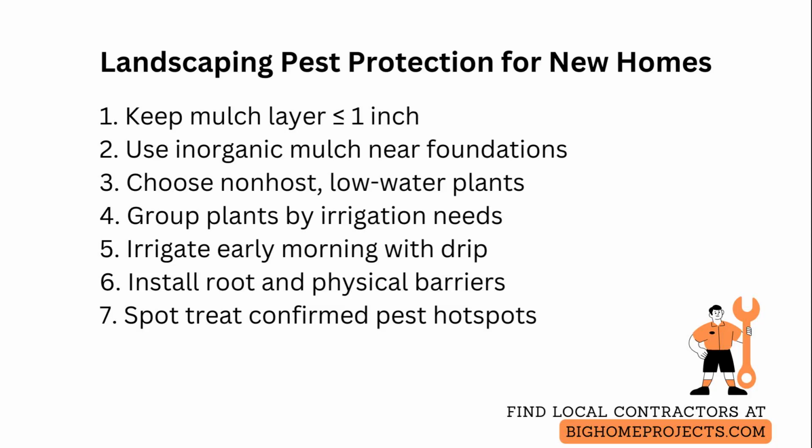Apply targeted low-toxicity insecticide treatments only after confirming pest identity and hotspot locations. Spot treat using labeled products directly on affected plants or soil rather than broadcasting chemical applications. Monitor the landscape monthly for pest hotspots by inspecting plant undersides, mulch interfaces, and foundation junctions, and document findings so you can adjust mulch depth, irrigation timing, or targeted treatments promptly.